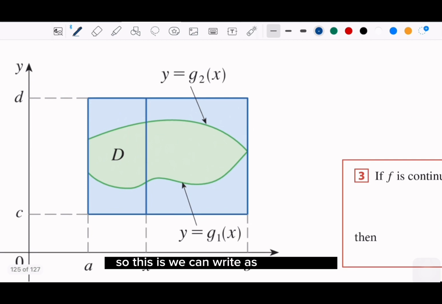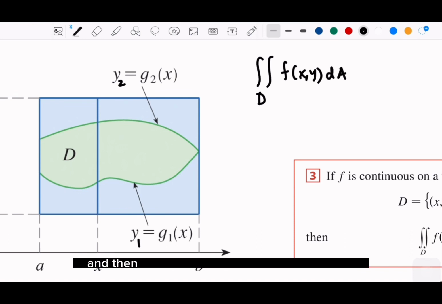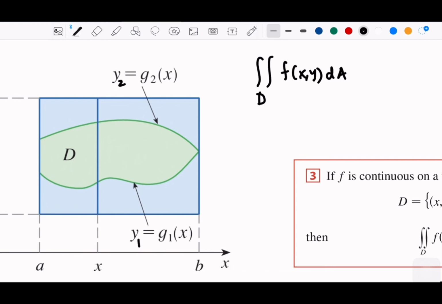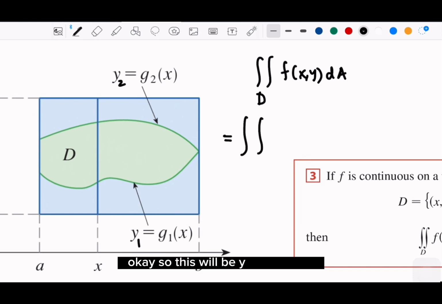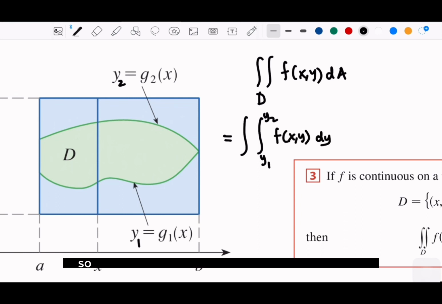So this we can write as y2, y1. First we write the original one. And because we see that this is a function, not a constant, we write that inside. So this will be y1, y2, this is dy. The outside will be dx because it's a constant.